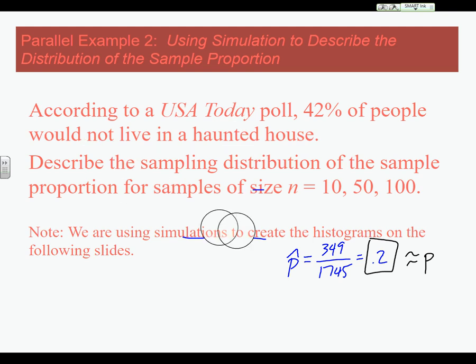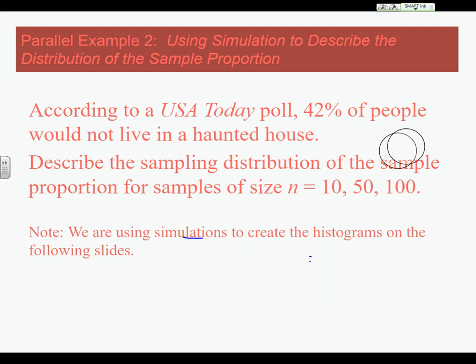All right, example 2. According to a USA Today poll, 42% of people would not live in a haunted house. I would not live in a haunted house.